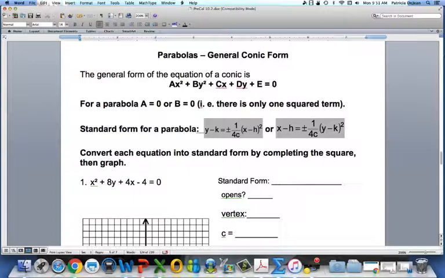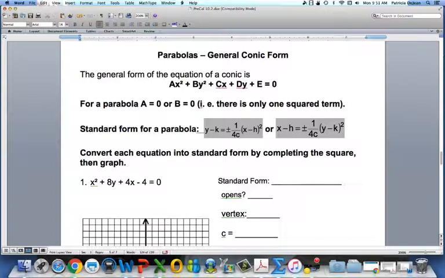Now this is the general form of any conic. ax squared plus by squared plus cx plus dy plus e, which is a constant, equals 0. Now for a parabola, one of those squared terms is missing. There's only one squared term in a parabola. So you'll potentially have the C, D, and E, but you will only have either an A or a B. You're only going to have one squared term. And those are the two standard forms that we've talked about already.